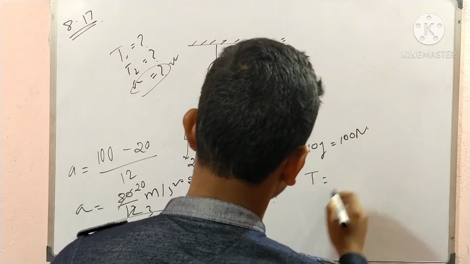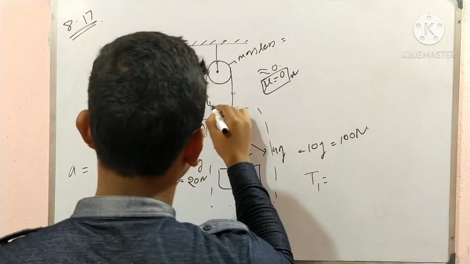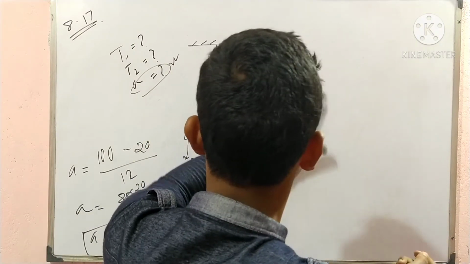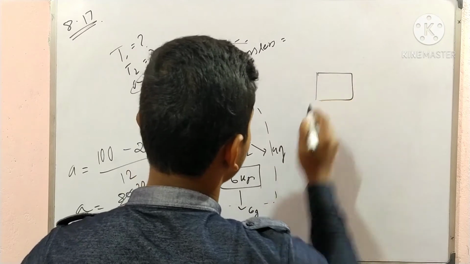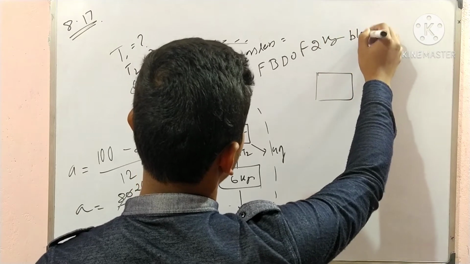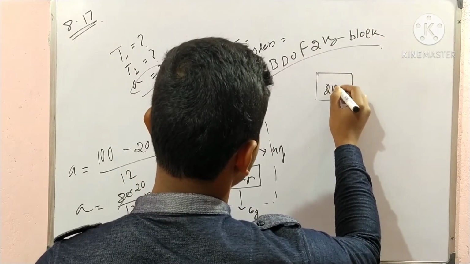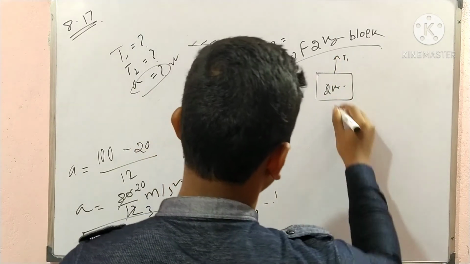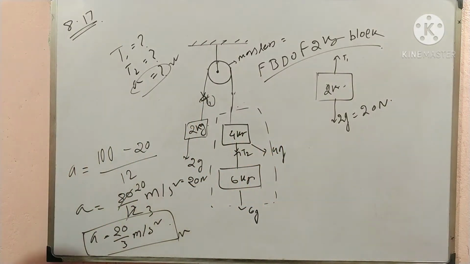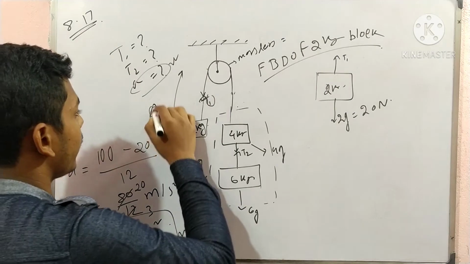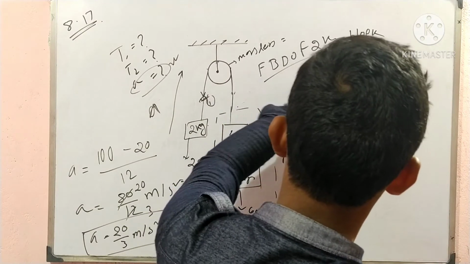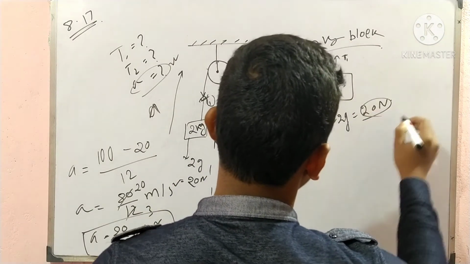Now we can find T1. This one is T1. So we can write the FBD of the block, that is the 2 kg block. Here there is a tension of T1, and here 2g is 20 Newton. So which one is bigger? The full system will move with acceleration in this direction, so this block accelerates upward, and the others downward. So T1 is greater than 20 Newton.